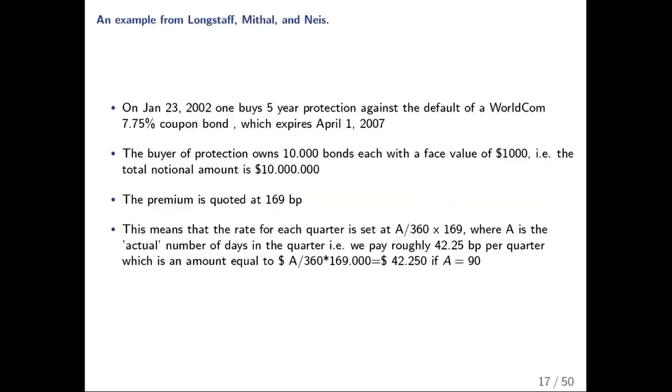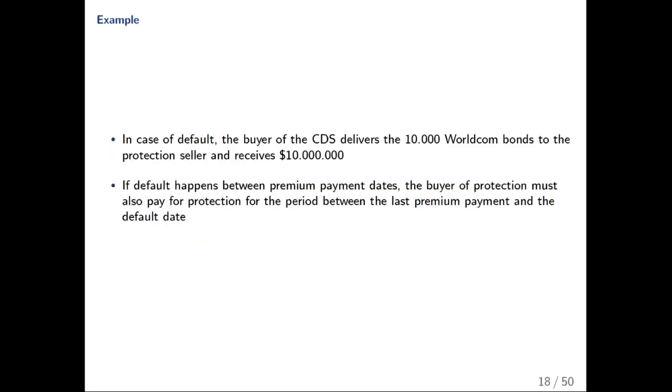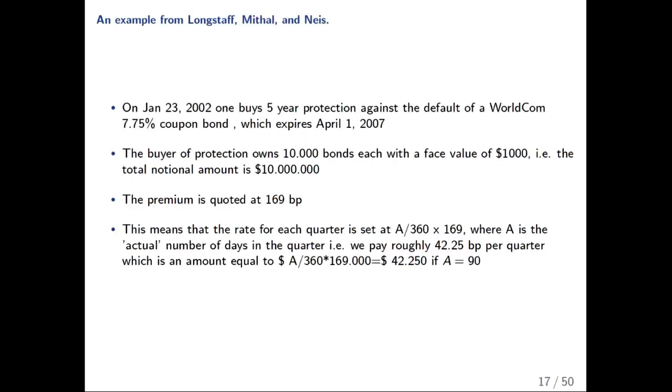What would happen here is that I would make the payment until what? Until either WorldCom failed to pay a coupon or they went into some sort of restructuring. If no default happened, the protection payer pays this premium until the life of the bond. In this example, it would have been a 5-year, 5 times 4 payments. So 20 payments of 42 basis points.